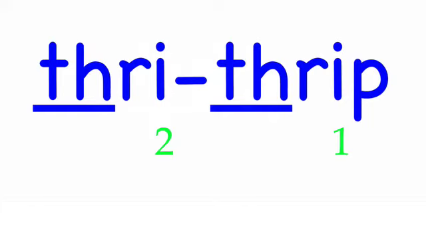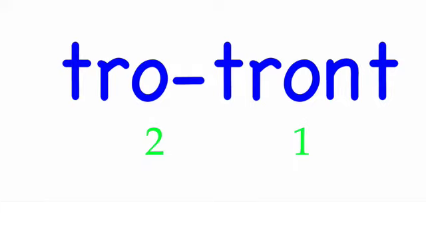Tro, tront. Tro, 3 sounds, T-r-o. Tront, 5 sounds, T-r-o-n-t. Tro, tront. And the reason why I identify the number of sounds in each of these word pairs is that the key to being a good speller is you have to, first of all, identify the number of sounds embedded in a word, and then associate a letter or letter team to represent each of those individual sounds.